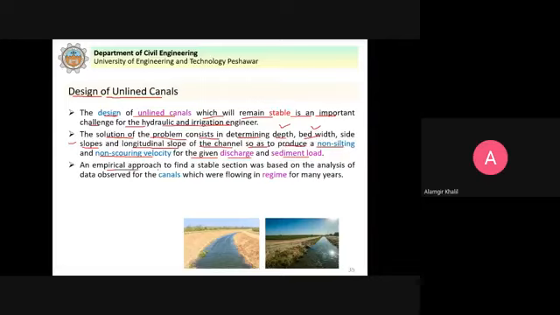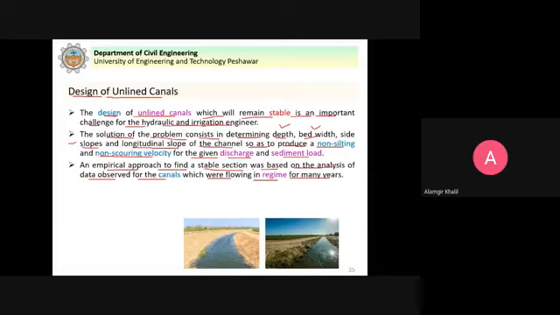An empirical approach to find a stable section that will be non-silting and non-scouring was based on the analysis of data observed for canals which were flowing in regime. Regime again means stable section. No silting, no scouring for many years. So what was the situation? An empirical approach means that we develop a formula from the data. We have the data and we just do the regression analysis and we develop the equations.